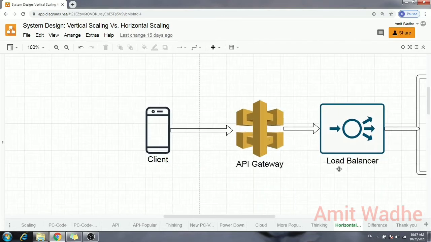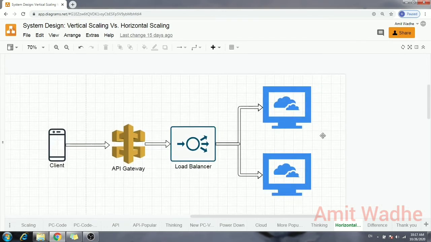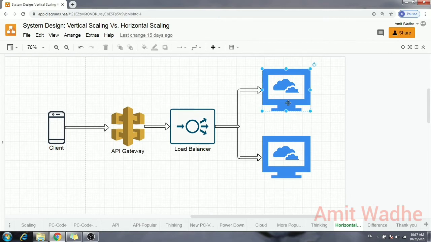What I did is, I bought two new computers with the same configuration which I had on my personal computer. I bought a similar configuration on the cloud. So now I have two PCs with similar configuration. One PC is able to handle 20,000 requests, and the other PC can also handle 20,000 requests. So now 40,000 requests can easily be served by these two computers.